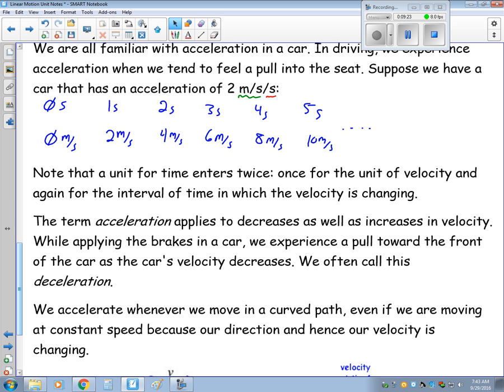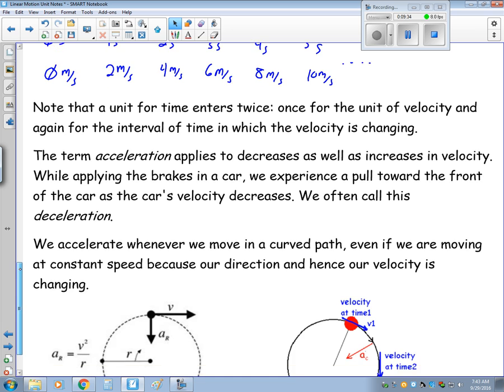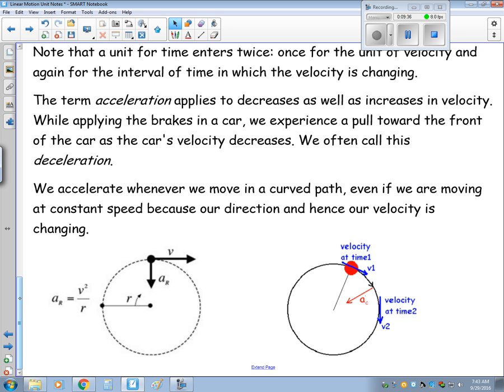Now, acceleration applies to decreasing as well as increasing. When you apply the brakes, again, you feel pulled forward because of inertia. As the car's velocity decreases, sometimes we call that deceleration. And we also accelerate when we move in a curved path.